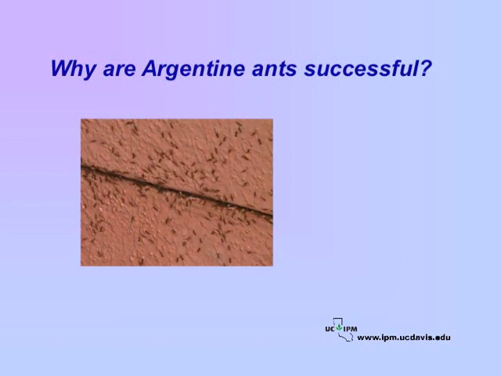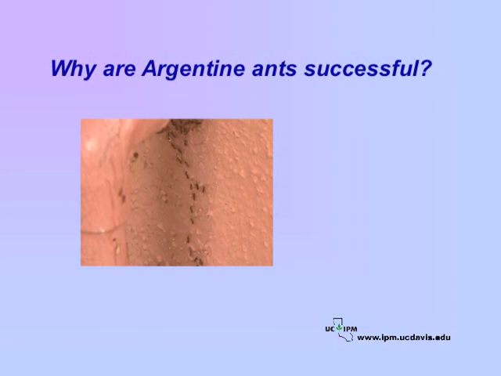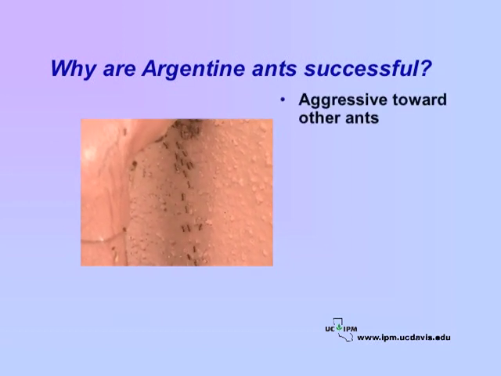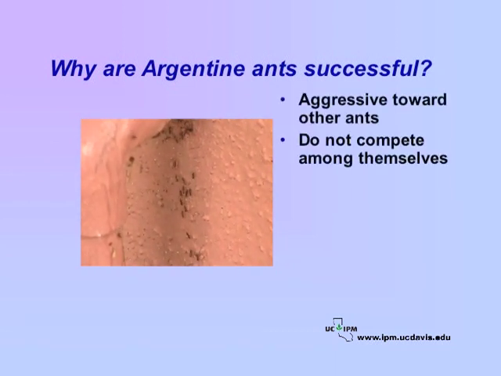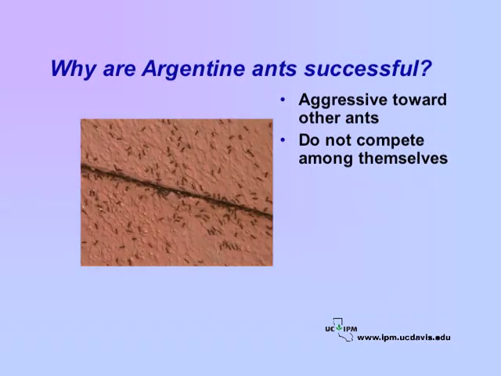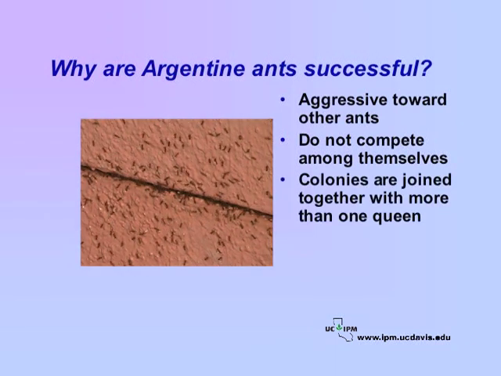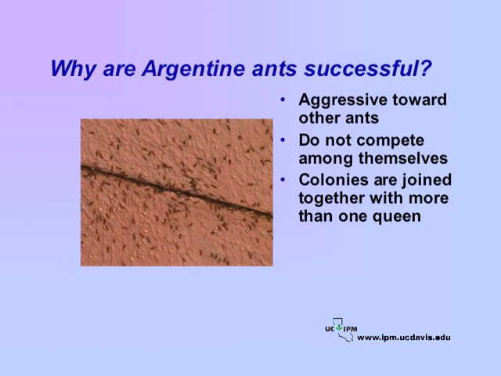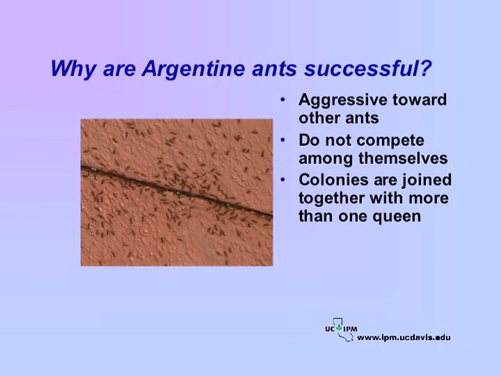Argentine ants have taken over California, or at least it seems that way, because they are aggressive toward other ant species, and do not compete among themselves. Several small colonies are joined together, creating larger supercolonies. Colonies may have more than one queen.